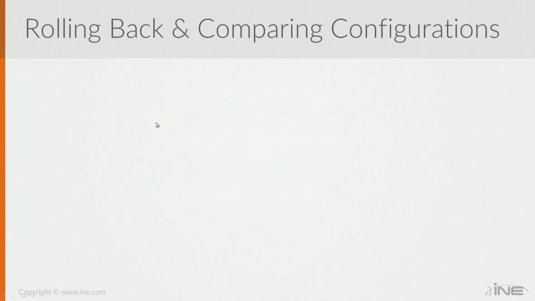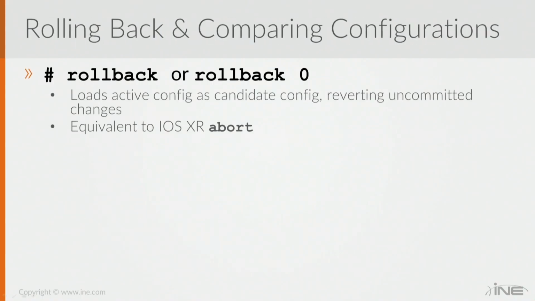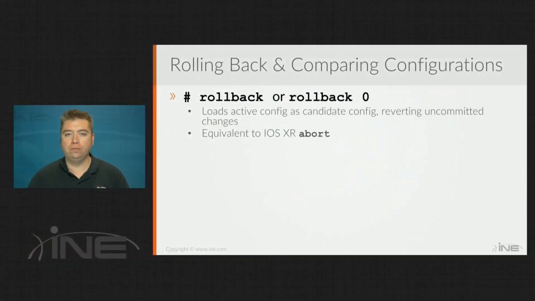Now, beyond this, if you want to roll the config back yourself, when you're in configuration mode, if you simply say rollback or rollback 0, that's saying delete whatever changes I was currently making and go back to whatever the active configuration is. This is the equivalent of saying abort in IOS XR.